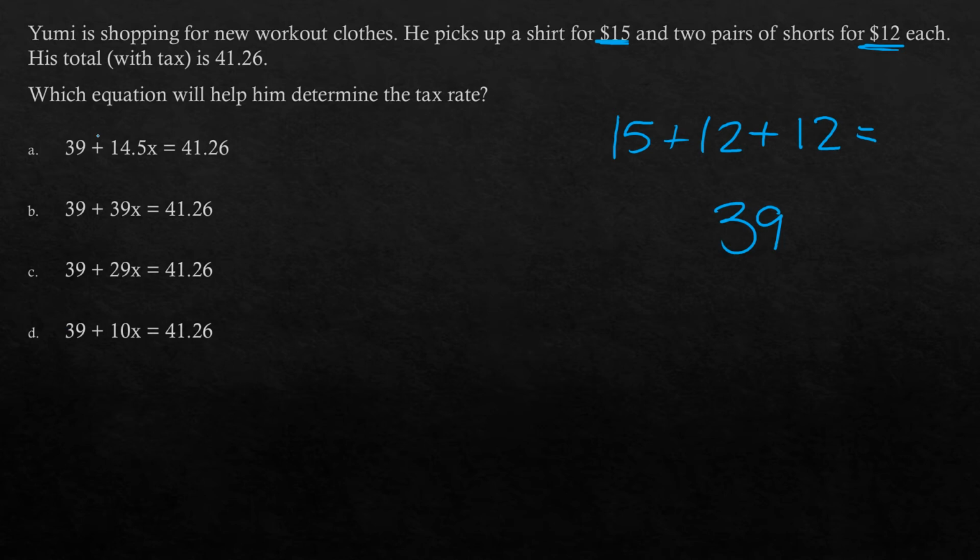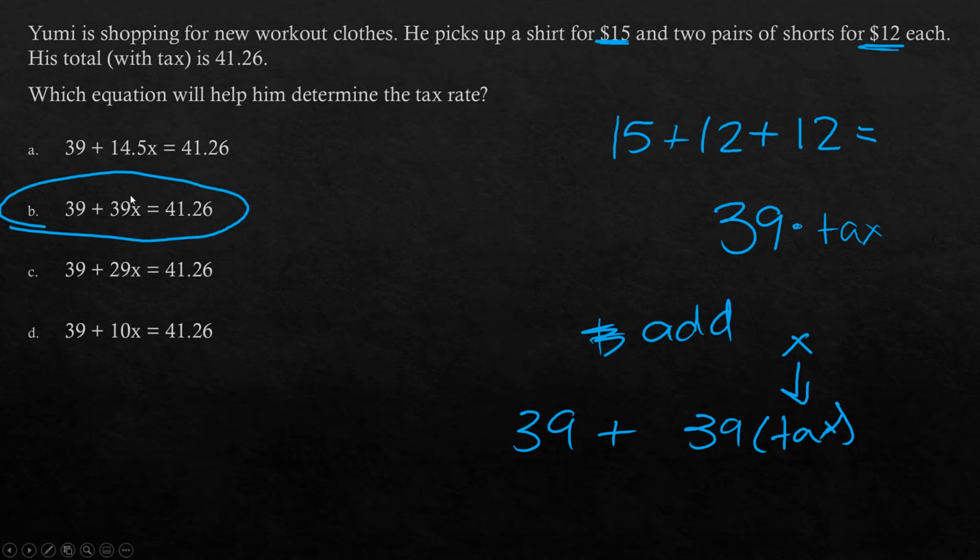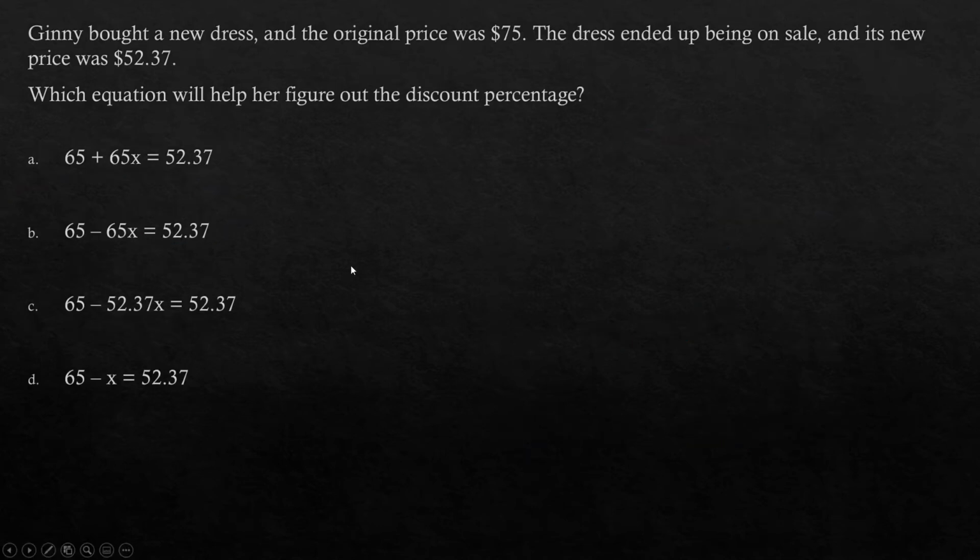And to figure out which equation will help him determine the tax, remember you need to take that 39 and multiply it by your tax and then add them together. So I would take 39 and add it to whatever 39 times my tax is, which would give me my total. Now since I don't know what my tax is, I'm going to let X represent my tax, which would be this answer choice here. So 39 plus 39 times X.